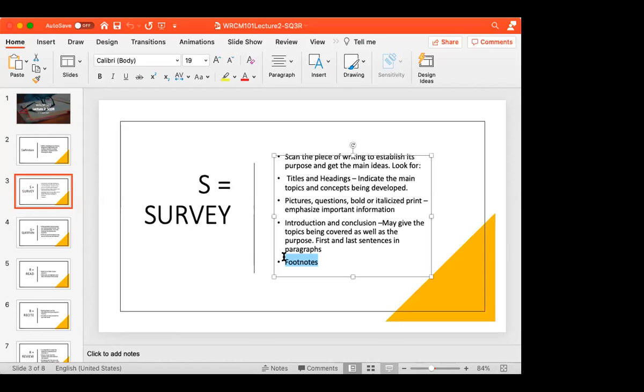All right. So this is called survey. This is the first step in reading. You haven't started reading yet. It's kind of pre-reading. So the first step in developing a reading skill is to survey the piece that you want to read. That piece can be an essay, a paper, a research article, a book, any text of any size.